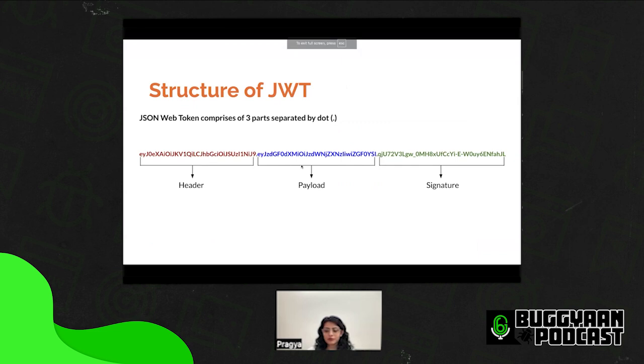We'll talk more about it. This is the structure of a JWT that I just showed on jwt.io. There are three parts: header, payload, and signature. If you are browsing any website and you see a token that looks like this, then it's probably a JWT.